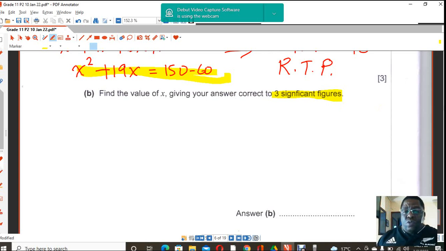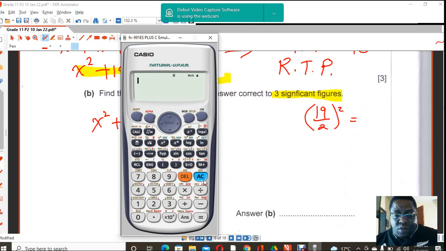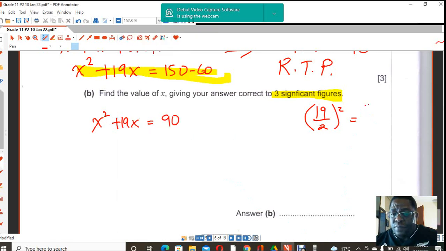Okay, right. So at the end of the day, our equation was x squared plus 19x equals 90. And obviously you take half of 19. So if you do some side work, half of 19 all squared. Well, 19 squared is 361 rather. So that's 361 over 4.